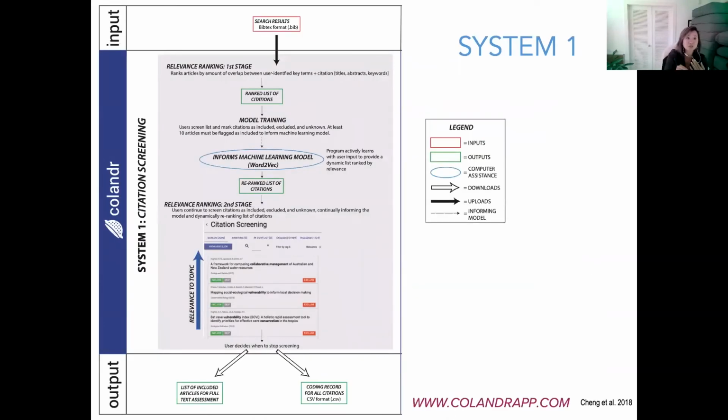So we use this Word2Vec algorithm in Colandr's first system. So you would input a citation list, one that you would export from a publication database or from a citation manager. And then Colandr will apply Word2Vec to sort your citations first by their predicted relevance according to the adjacency to your keywords. And then based on what you screened and indicated as relevant and not relevant, the model reruns after every 10 citations screened and improves that relevance over time. So as you go through, you should see more citations that are relevant to you.